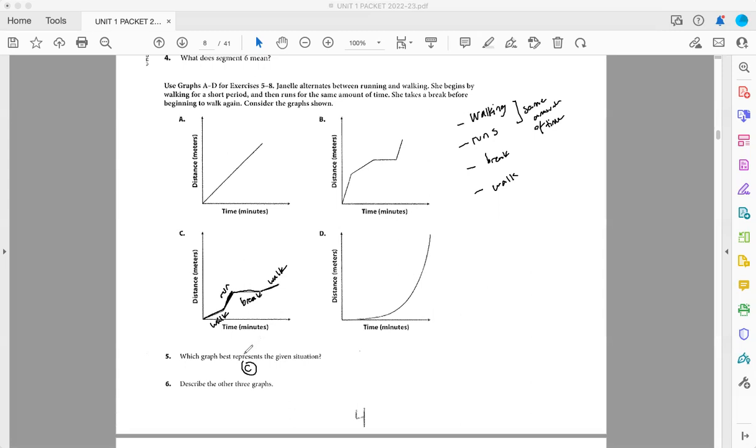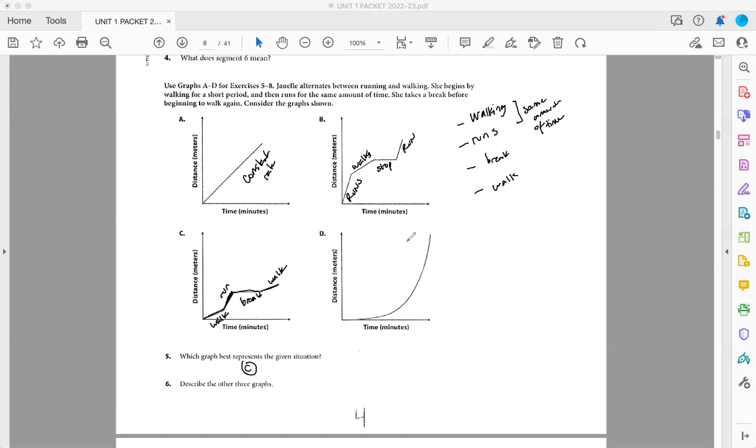Number 6, describe the other 3 graphs. So we can say for graph A, you have a constant rate. Maybe she's walking at a constant rate. For graph B, I'll put all the description on the graph. This is she runs, walks, I would say walk or jog, somewhere between run and less fast than run, and then stops or break. And then the last one is also sharp, so that's probably a run.